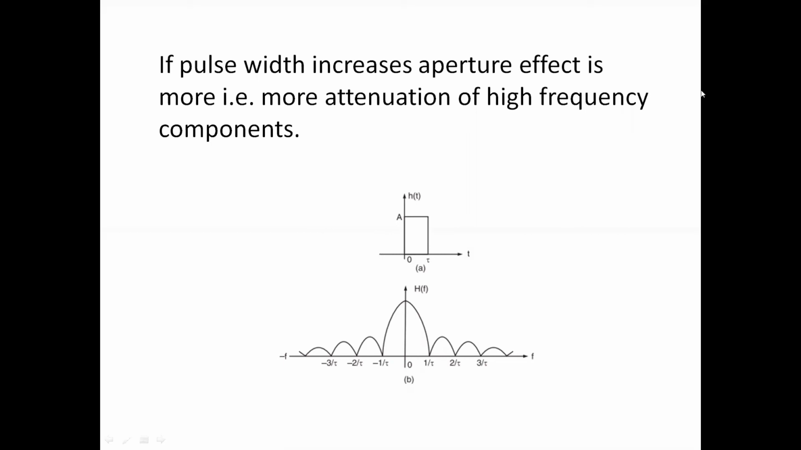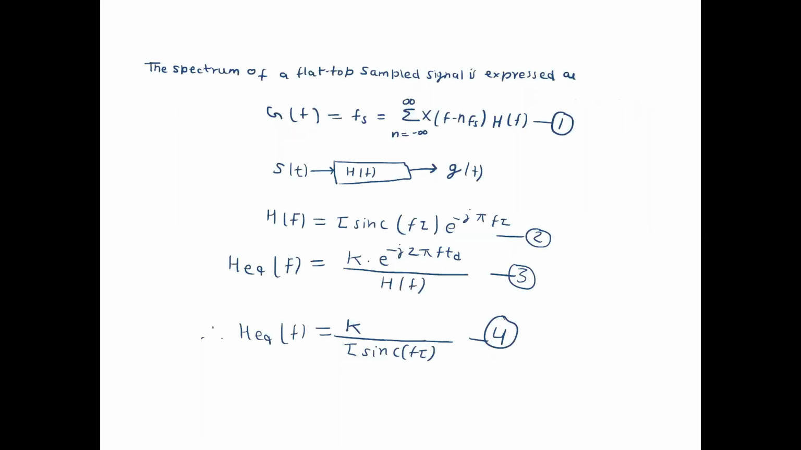In the frequency domain, its spectrum resembles a sinc function, H(f). Now, attenuation of the high frequency component depends upon the width of this particular pulse. So if this extension 0 to tau is more, there will be more attenuation of the high frequency component. And that can be understood using this mathematical treatment.